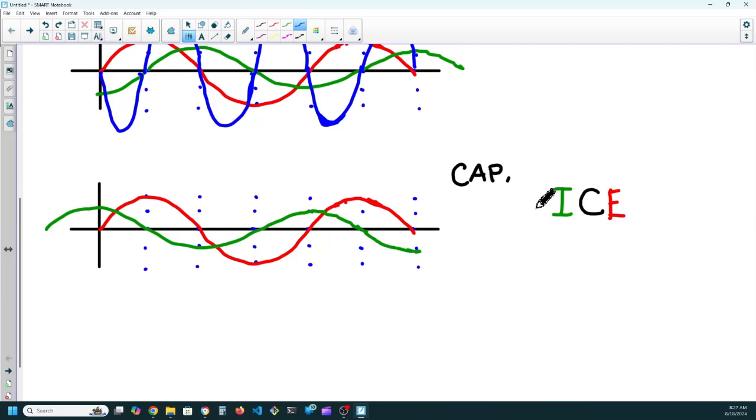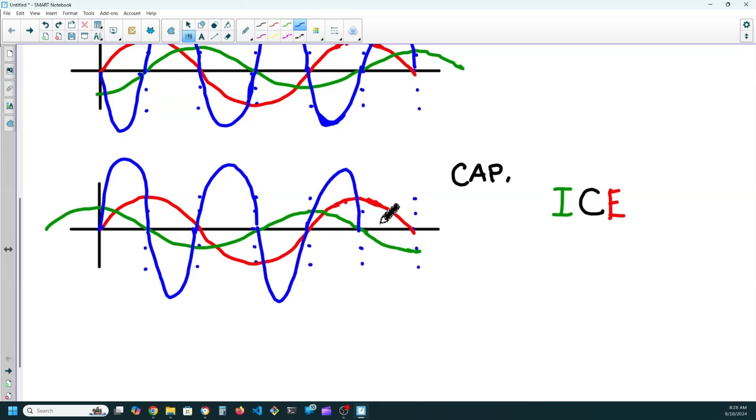Now, in a capacitive circuit, the current leads the voltage by 90 degrees, and we get the same kind of optics. Here we have a positive voltage and a positive current, so we have a positive power. Negative current and positive voltage is a negative power. Negative voltage and negative current is a positive. Negative voltage and positive current is a negative. Positive times positive is positive, and positive times negative is negative.